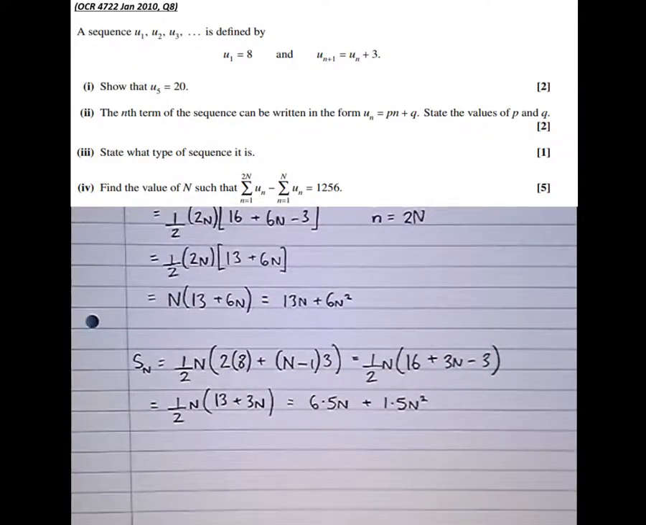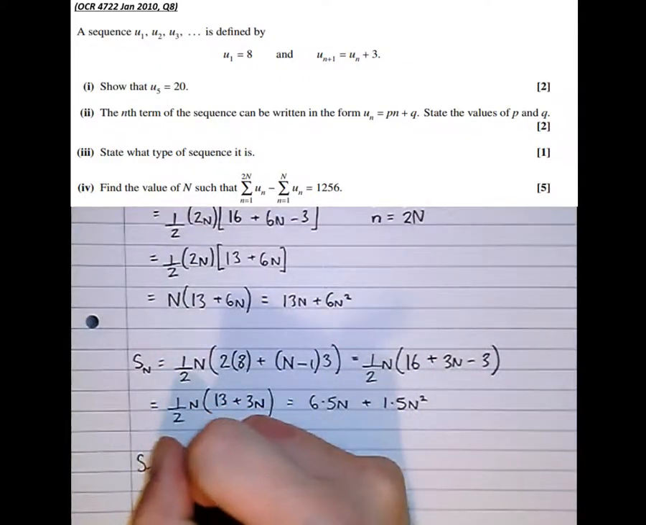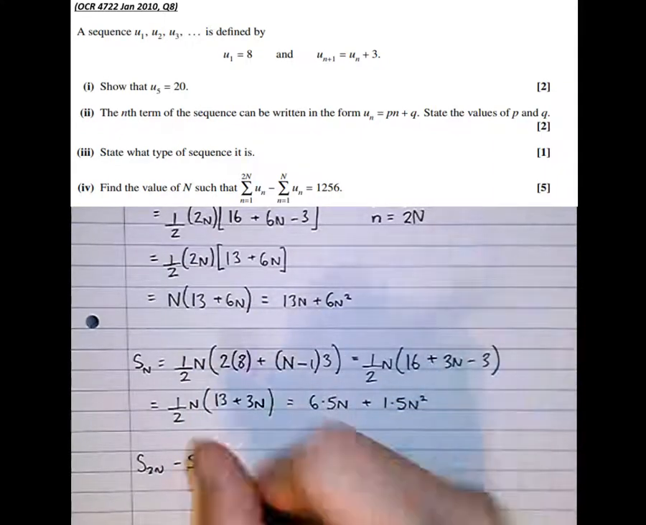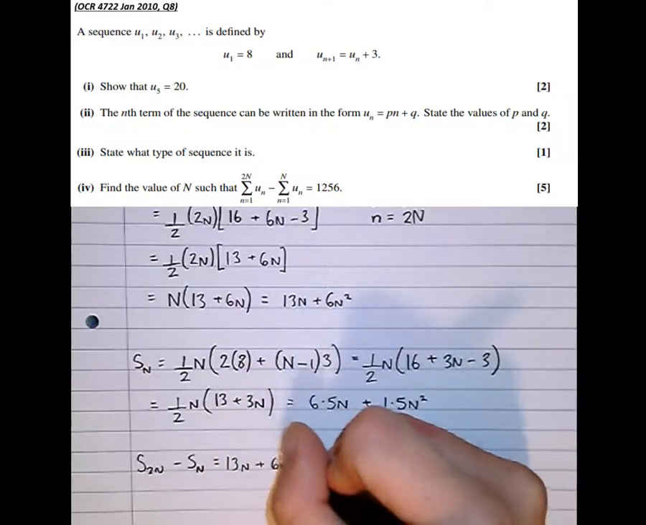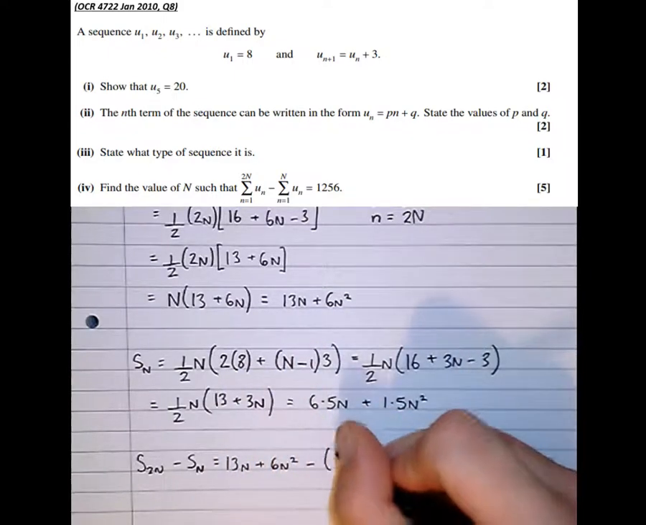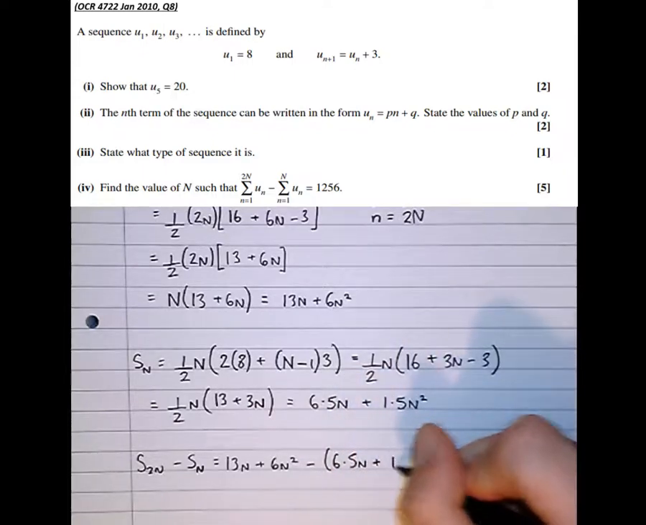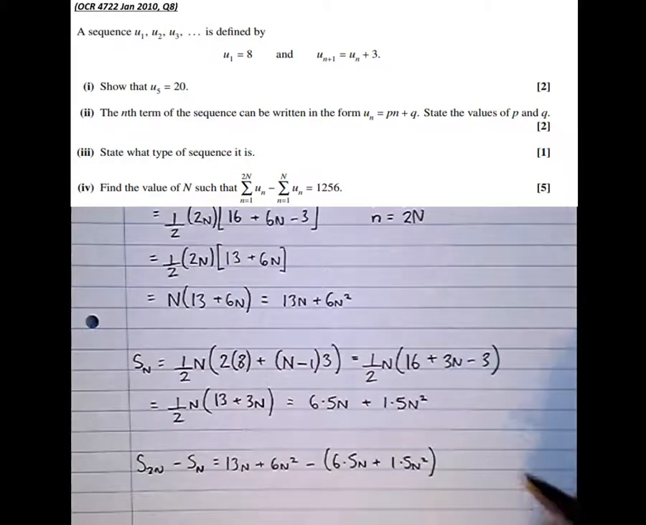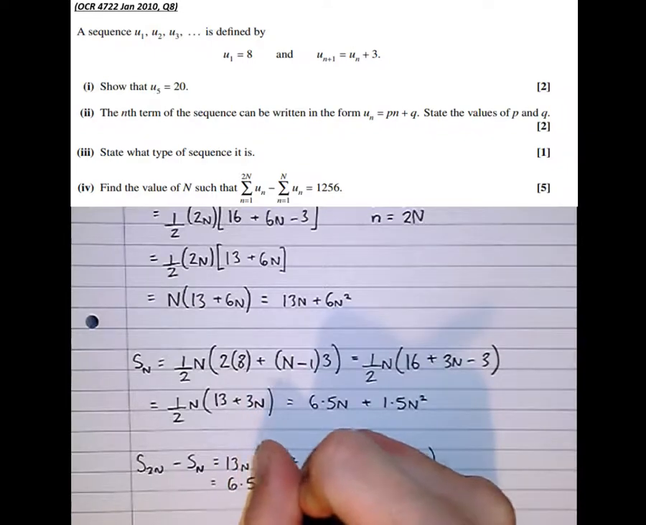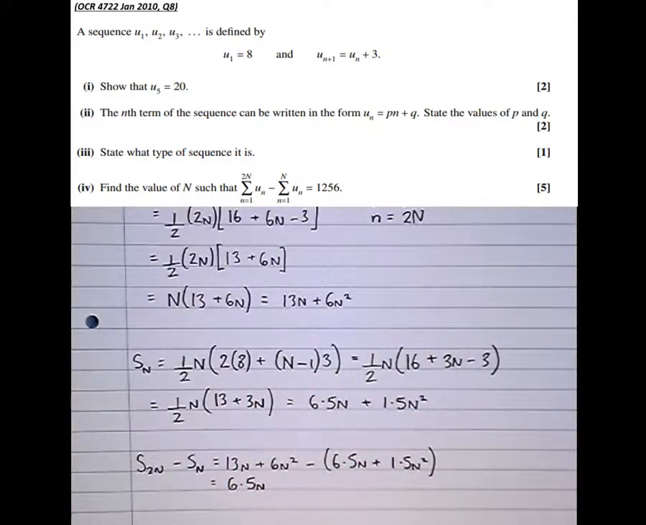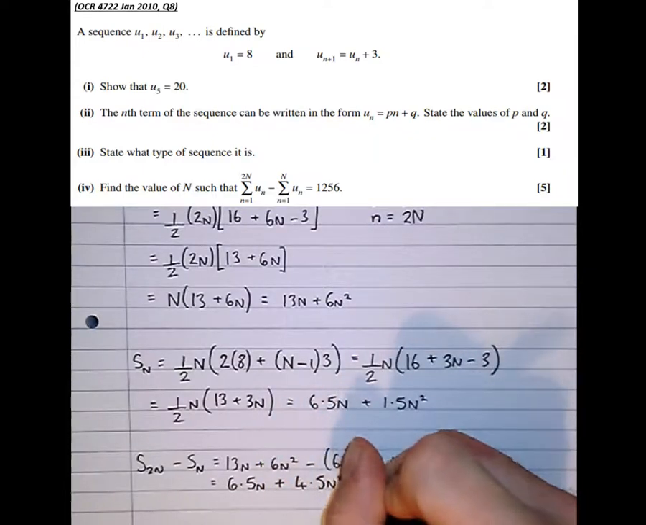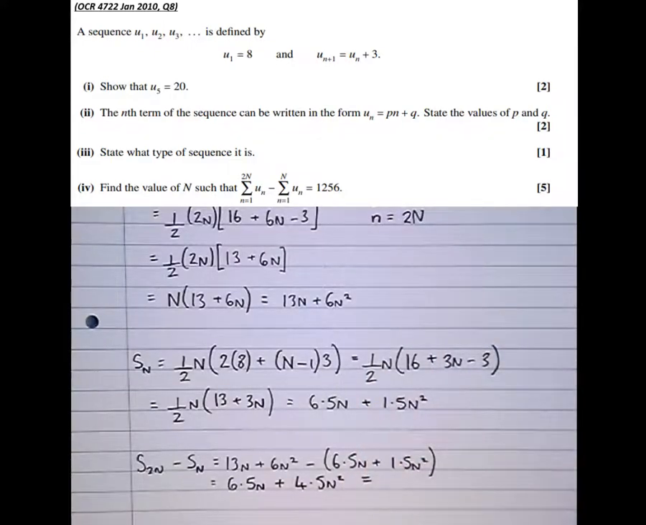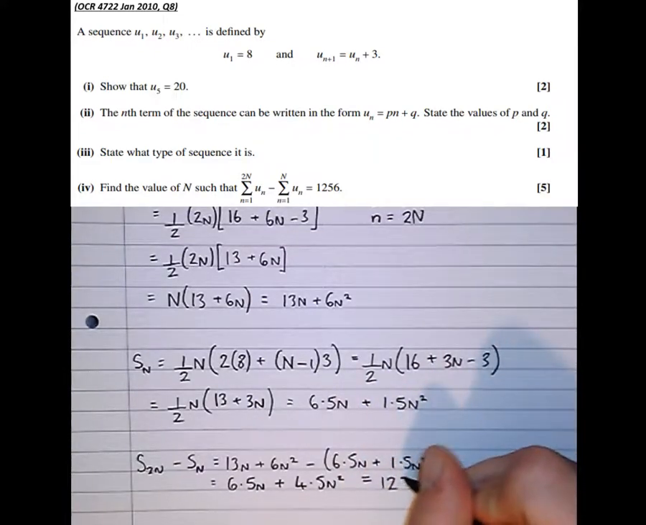So what we need to do now is subtract them from each other. So S2n minus Sn equals 13n plus 6n squared, take 6.5n plus 1.5n squared. Subtracting that, well, 13n take 6.5n is 6.5n. 6n squared take 1.5n squared is positive 4.5n squared. And we're told that that's equal to, according to the question, 1256.